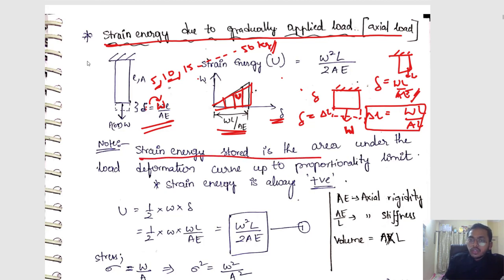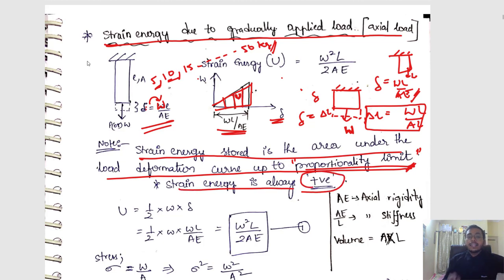The strain energy stored is the area under the load deformation curve up to the proportionality limit. Remember this. He might ask up to dash: up to elastic limit, proportionality limit, yield limit, whatever. The answer is up to proportionality limit. And strain energy is always positive. Remember this one also. Strain energy can never be negative, it can only be positive.